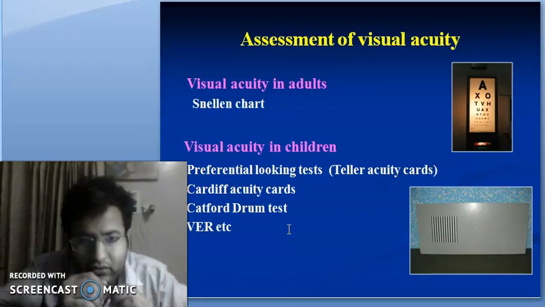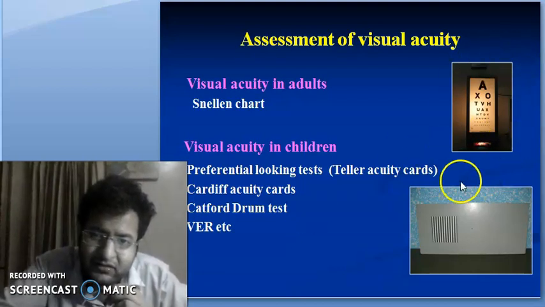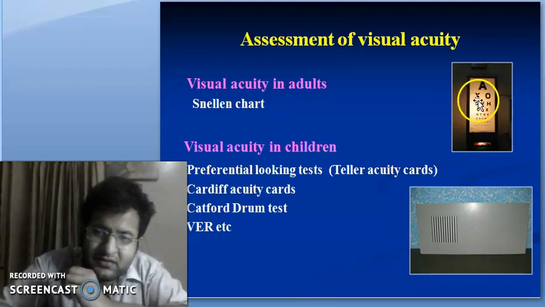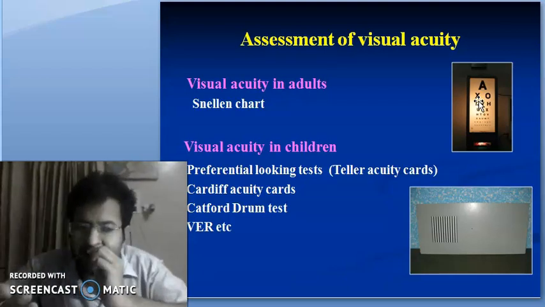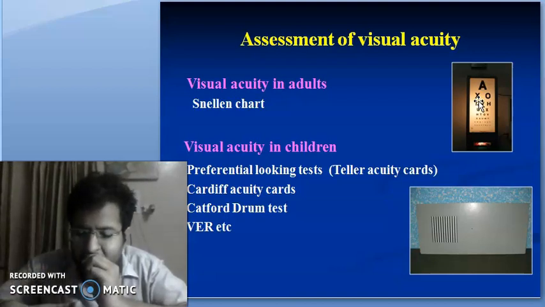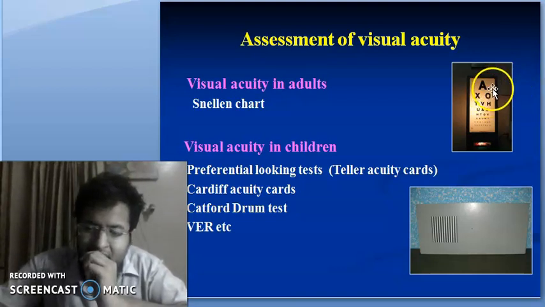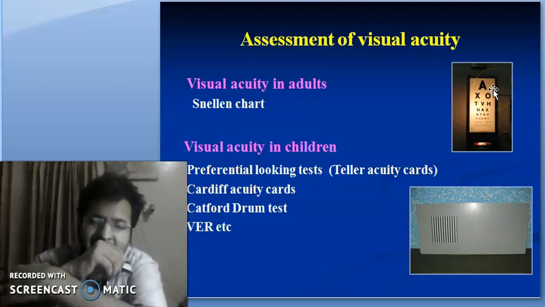Okay. The next is the assessment of the visual acuity. Visual acuity in adults is done using the Snellen's chart. We all have seen the Snellen's chart in the OPD. This is a Snellen's chart with the first line of 6 by 60. What is 6? It is the distance from which we tell the patient to sit and see this. And 6 by 60 means the distance is 6 meters at which this is seen.